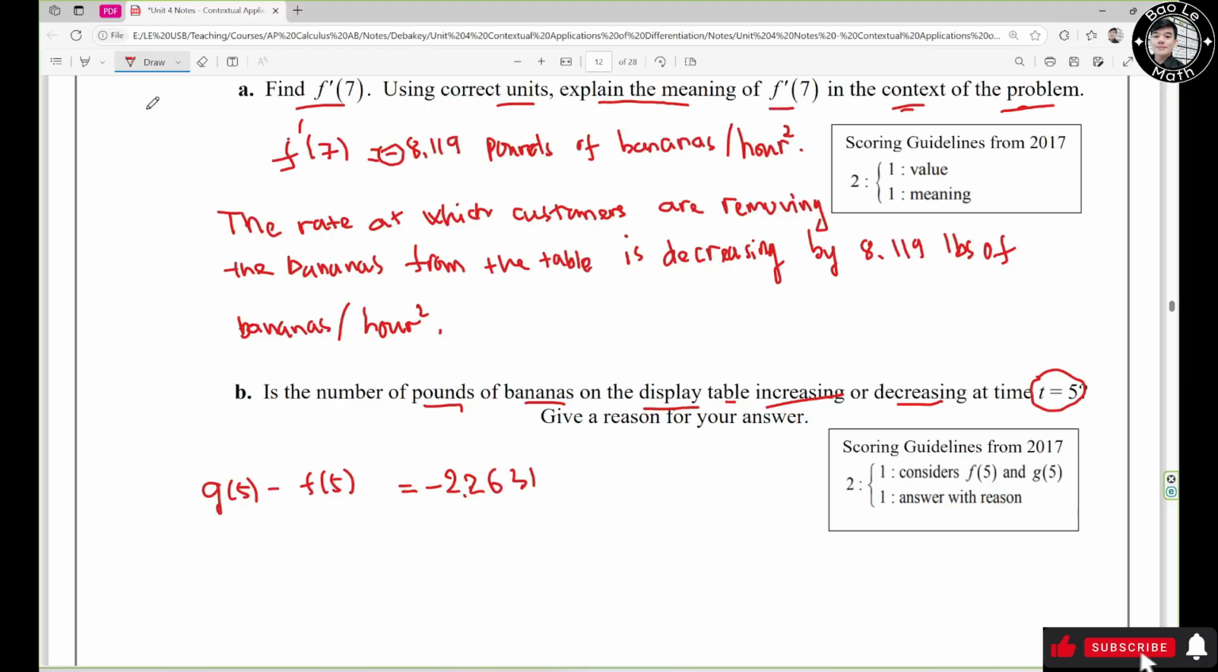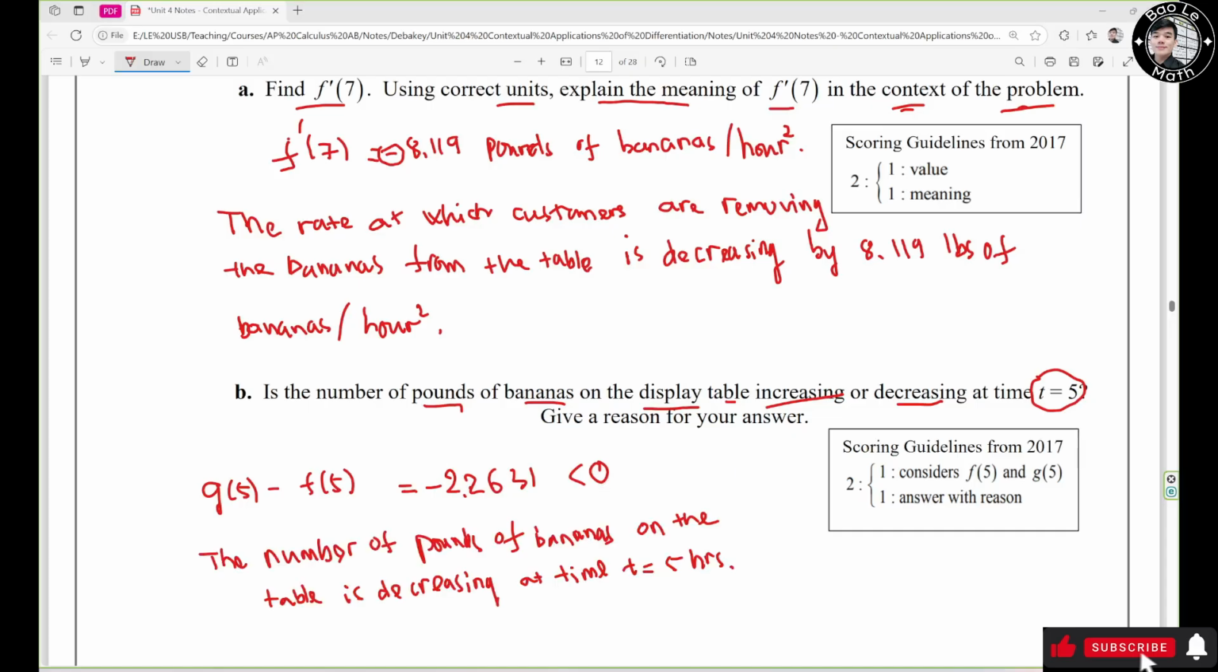Now remember that the function g is representing the number of pounds of bananas the employees are adding, and the function f is representing the number of pounds of bananas customers are removing, right? So when you calculate this one, it's going to be negative. It tells us that the number of pounds of bananas on the table is decreasing at time t equals 5 hours.